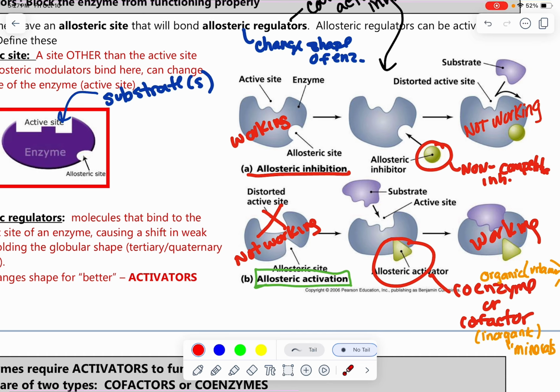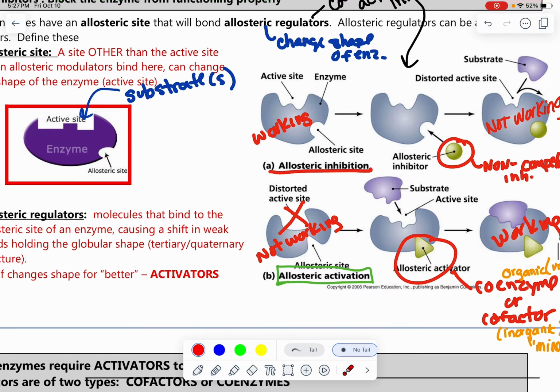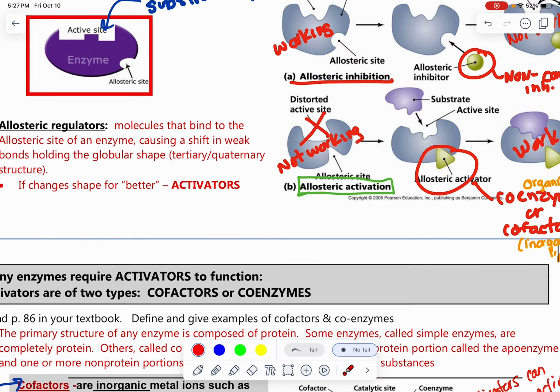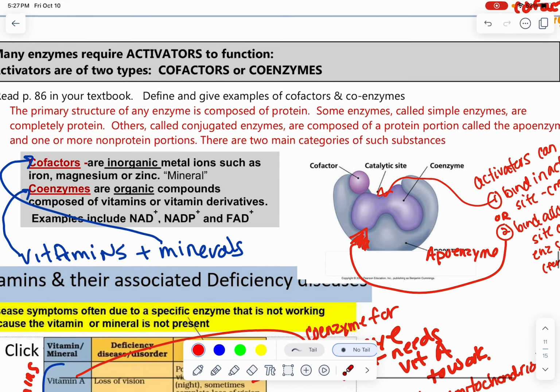So a non-competitive inhibitor and some allosteric activators are binding to the backside of the enzyme and changing its shape, either so it doesn't work, or if it's an activator, it's changing it for good so that it does work. Okay. So whenever you hear that word allosteric, it means the protein is changing shape. Something's causing it to change shape.